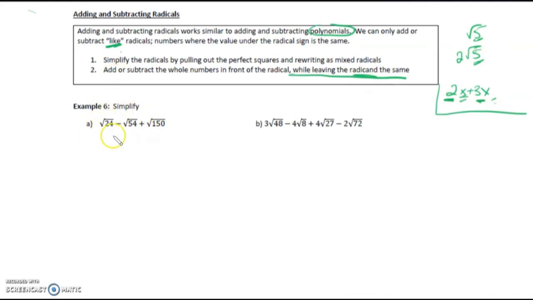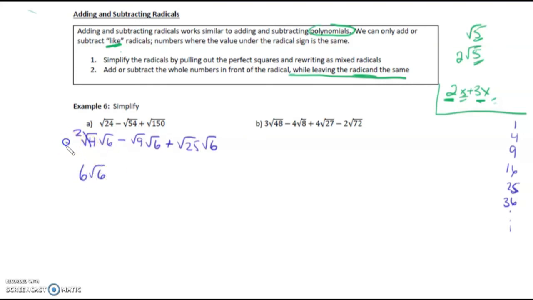So simplify. What we want to do first is break these down as simply as possible. Again, we're looking for those perfect squares: 1, 4, 9, 16, 25, 36, and so on. What can we break down 24 into? 24 breaks down into root 4 root 6, 54 breaks down into root 9 root 6, and 150 breaks down into root 25 root 6. Root 4 is just 2, so we get 2 root 6. Root 9 is just 3, so we get negative 3 root 6. And root 25 is just 5, so we get plus 5 root 6.